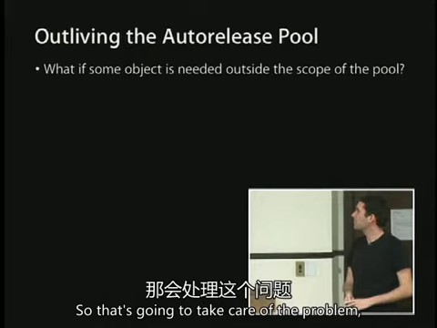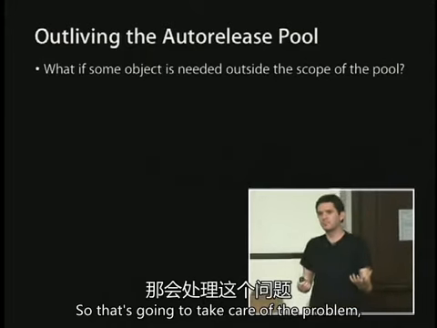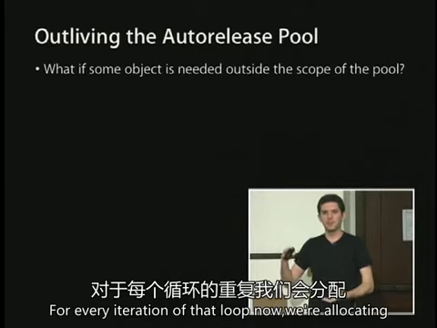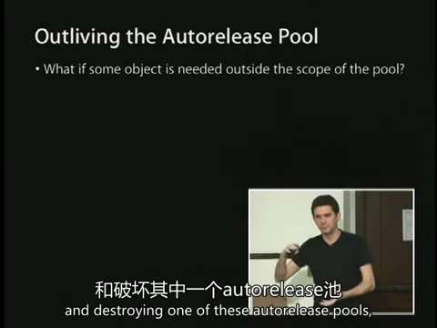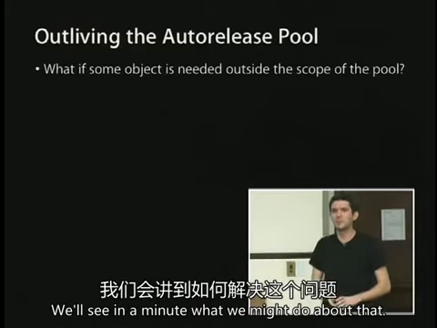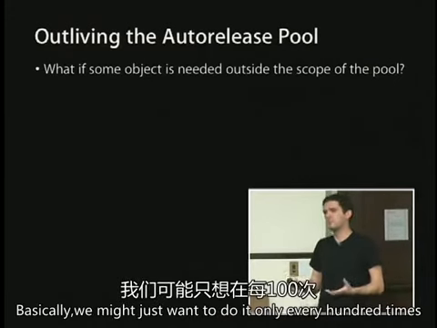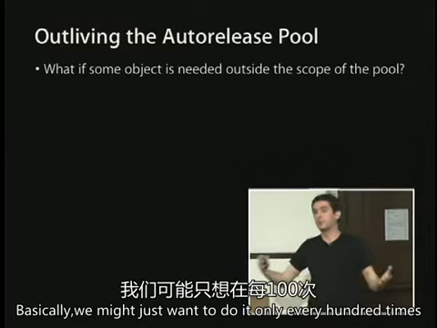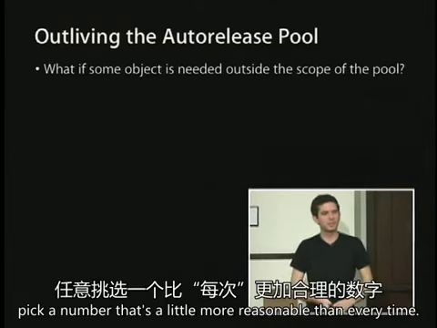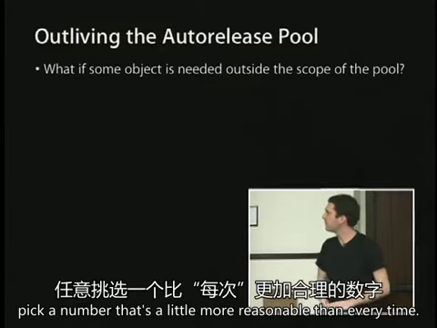So that's going to take care of the problem, but it's pretty heavyweight, right? For every iteration of that loop, we're now allocating and destroying one of these auto-release pools. It's possibly more than we need. We'll see in a minute what we might do about that. Basically, we might just want to do it only every 100 times or every 1,000 times. Pick a number that's a little more reasonable than every time.